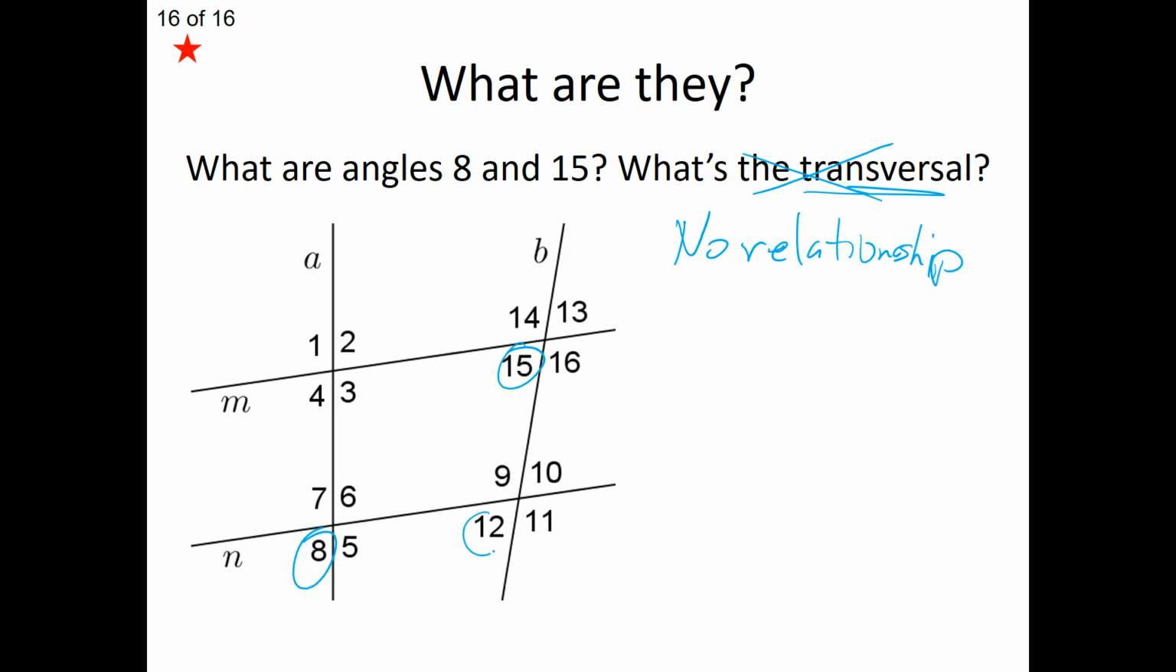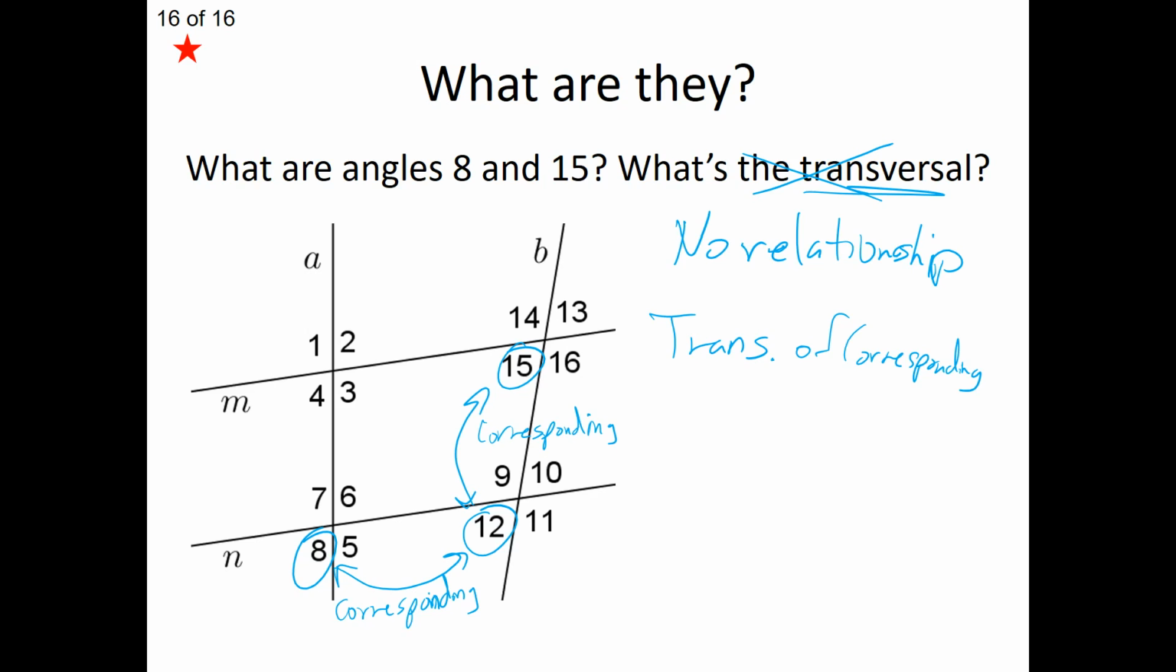So here's a question to you. Let's bring angle 12 into the mix. Angle 8 and angle 12, what's their relationship? Those are corresponding. Look at angle 12 and angle 15 then. What's their relationship? They're also corresponding. So here's a little brain buster for you. Is there such a thing as transitivity of corresponding? If 8 is corresponding to 12 and 12 is corresponding to 15, does that make 8 and 15 corresponding? No. There's no such thing as transitivity of corresponding.